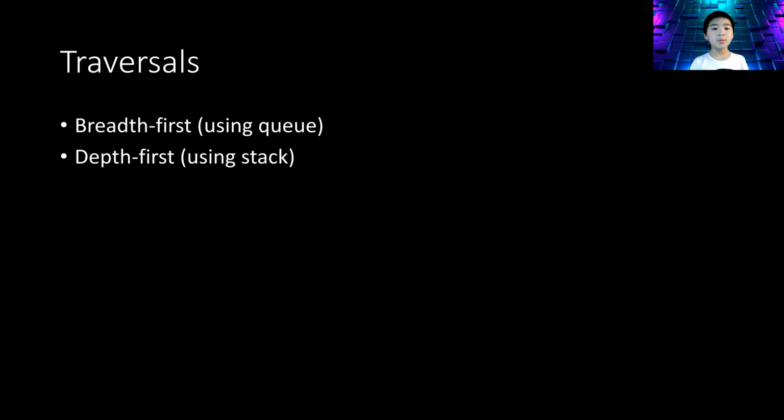Once graphs are represented, the next question is how to traverse them. In the previous lectures, we've already talked about how to traverse trees. The same techniques can be used here too. We can choose the breadth first traversal using the queue or the depth first traversal using the stack. Let's start with the breadth first traversal.